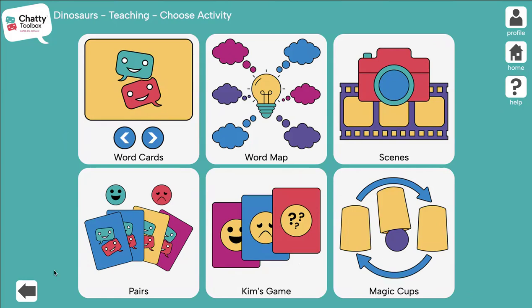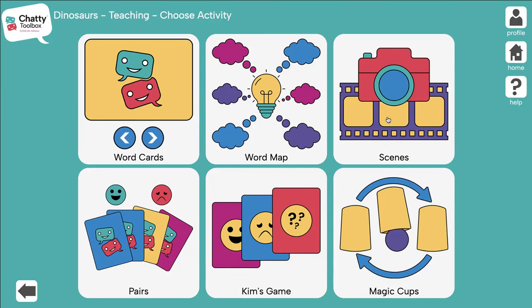And of course, that's where Pairs, Kim's Game and Magic Cups come in, because playing these games, having fun, provides the opportunity to keep exposing the child to the vocabulary. So we've looked at word cards, which is probably the first thing I would use. I would go back into Word Map to do some review and consolidation work once I've done some teaching. But then we've got a different teaching tool here called Scenes.